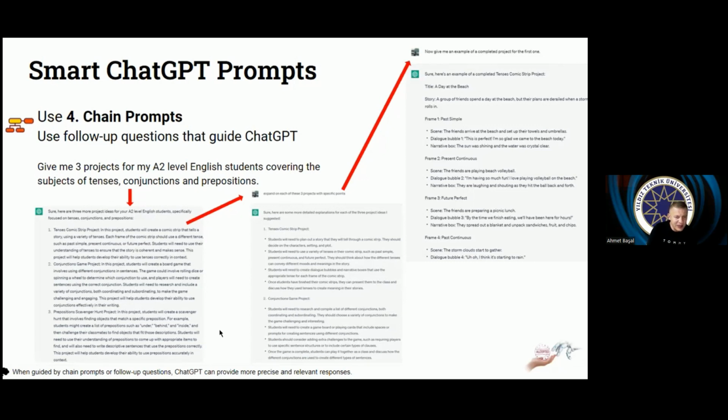Okay, now the second prompt is: expand on each of these 3 projects with specific points. For place limitations, I just add 2 of them, the tenses comic project, and then, okay, right now, these are the projects I want to give my students, but my students can reap the benefits of seeing an example. So I want ChatGPT, please ChatGPT, Sedat Hocam says, please, now give me an example of a completed project for the first one. Now ChatGPT follows the first and second answers and prepares the first project for your students as an example. This is called chain prompts.